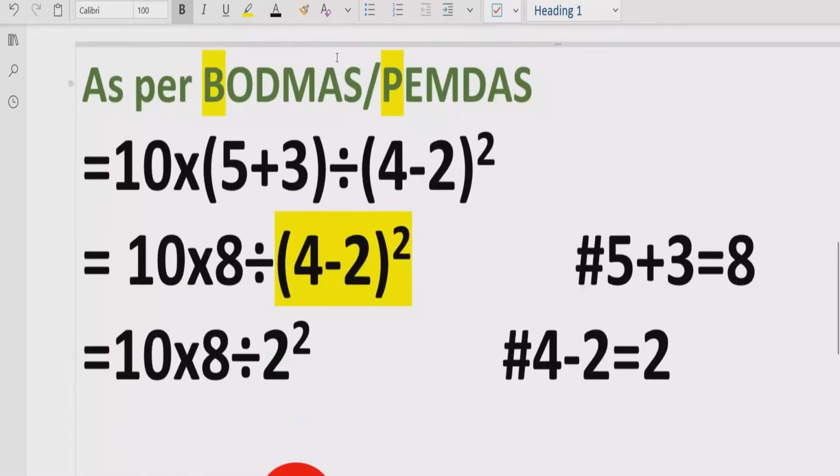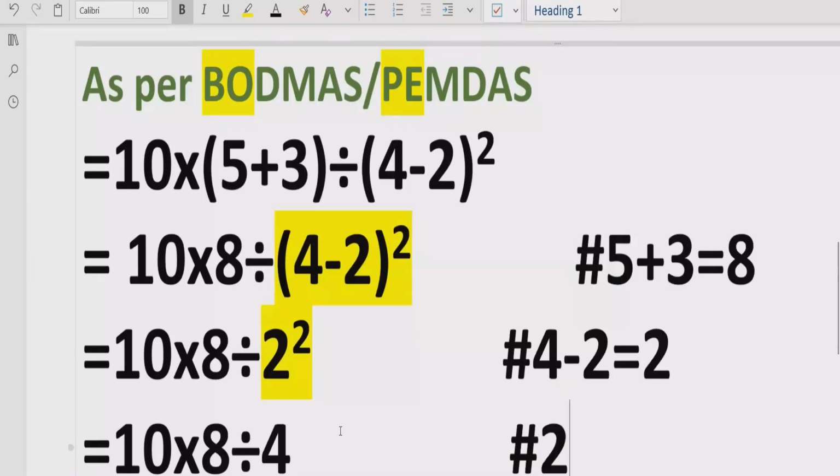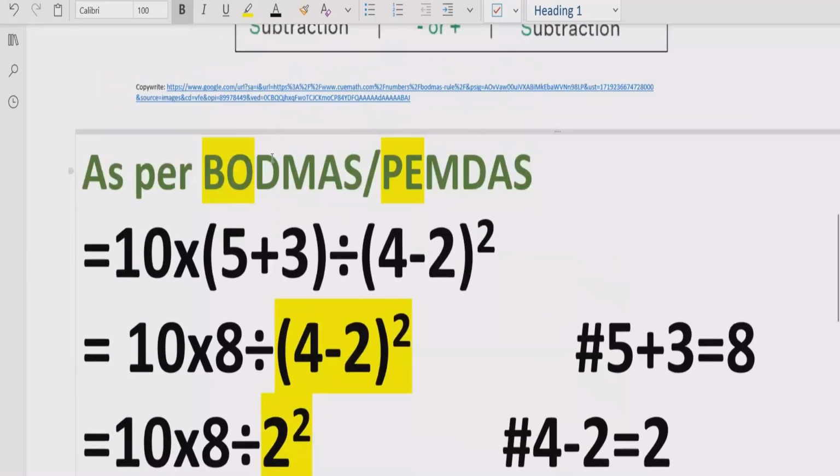Now move forward to step number 2, because step number 1 has completed. We have solved all brackets or parentheses. So now we have to go for the exponent part, which is 2 raised to power 2. So what we have to do, 10 multiplied by 8 divided by 2 raised to power 2, which means 4. So here we have to write 4 and here we have to give the reference, 2 raised to power 2 equals 4. Now we have solved this one. Now step number 2 we have solved.